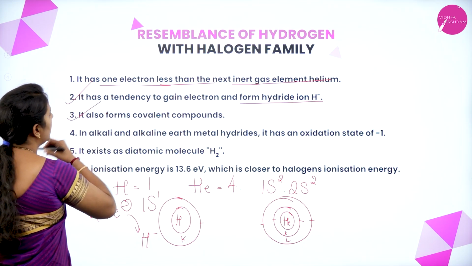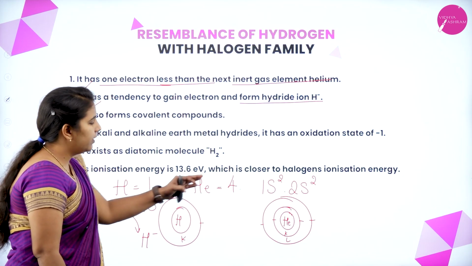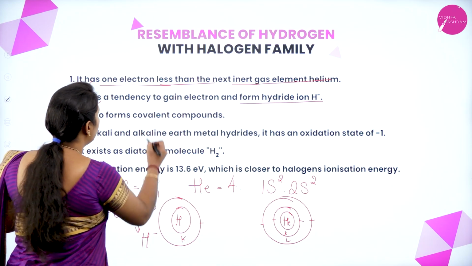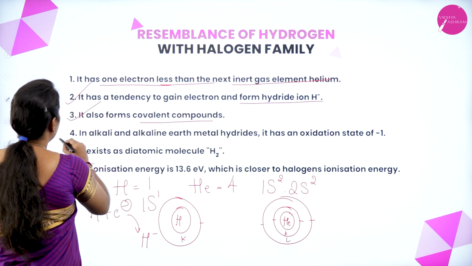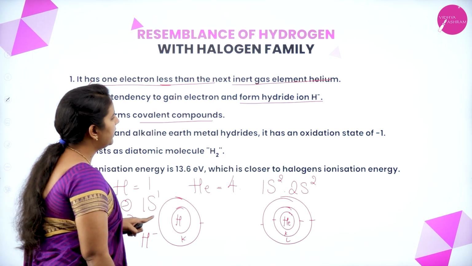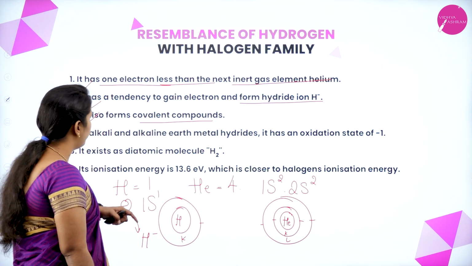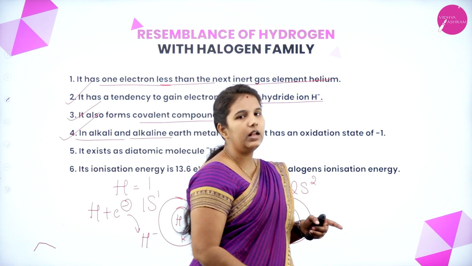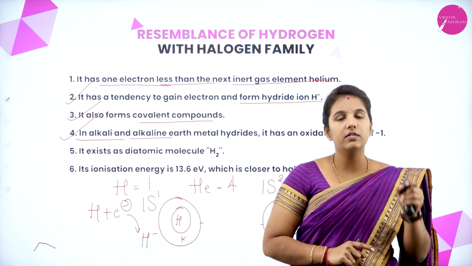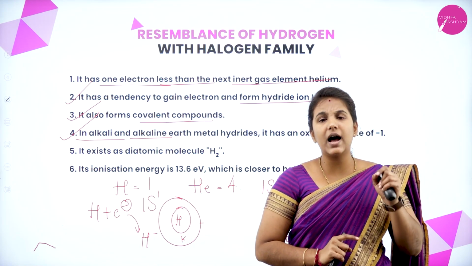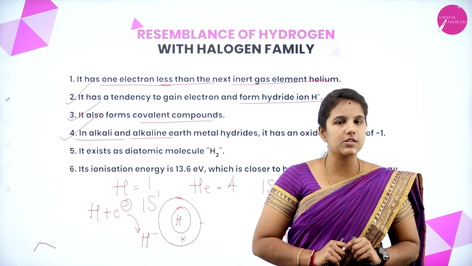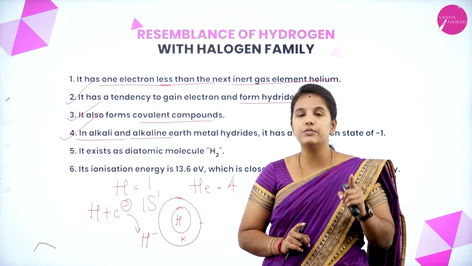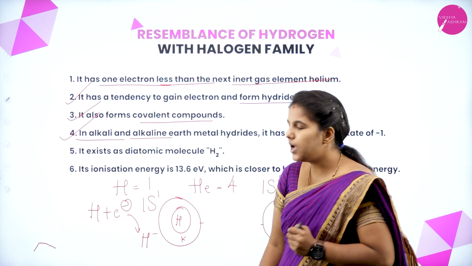It also forms covalent compounds. Both halogen as well as hydrogen can form covalent compounds. In alkali and alkaline earth metal hydrides, hydrogen has an oxidation state of -1. In alkali metals the oxidation state is +1, whereas in alkaline earth metals it is +2. Whereas hydrogen, we know, exhibits a +1 oxidation state. That is the second thing.